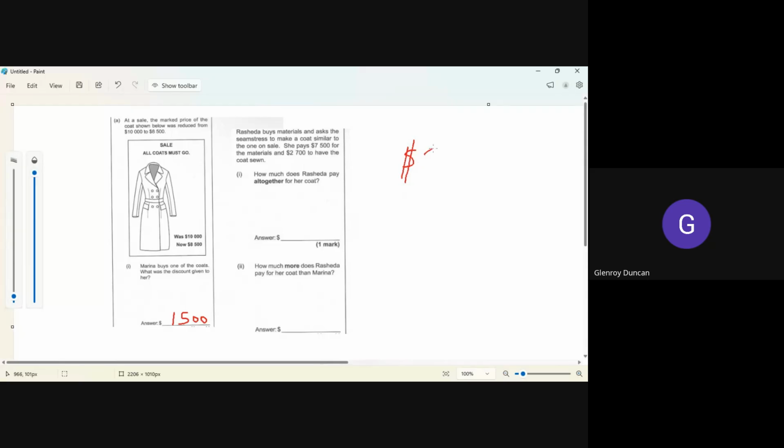So she pays 7,500. Let me go ahead and add what you're saying. 7,500 there, and then you have 2,700. Let's add it together and see how much you paid altogether. Class, the importance of the word altogether, Ariana? It means adding up or total. Wonderful. So altogether means that you're adding up or totaling everything.